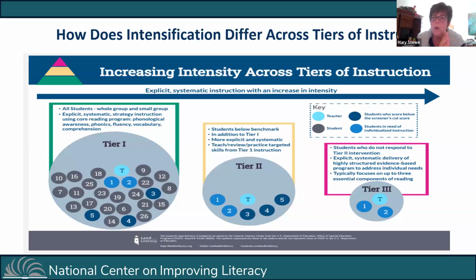So even at tier 1, we may be using explicit instructional techniques, which means we really need to think about how are we going to layer on at tier 2 even more intensity or more explicit instructional techniques, and then at tier 3. How are we going to layer on there as well? And then if we're providing specially designed instruction for students, how are we going to intensify even at that point as well?